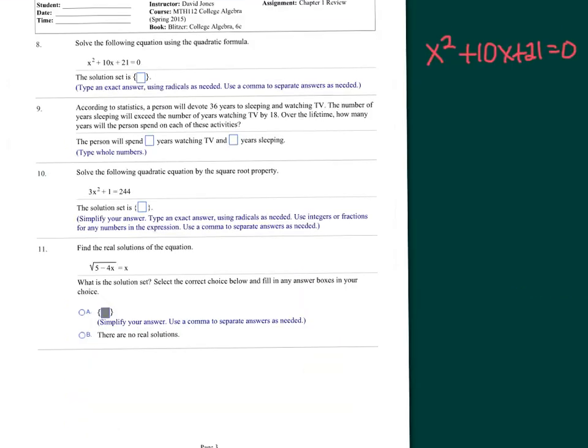Okay, number 8, x squared plus 10x plus 21 equals 0. It says solve the following equation using the quadratic formula. Okay, so if we're using the quadratic formula, we'll need to know, well, first off, x equals negative b plus or minus the square root of b squared minus 4ac all over 2a.